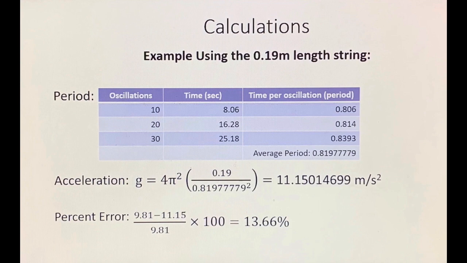The acceleration found was then compared to the theoretical value of acceleration by gravity, which is 9.81 meters per second squared. It came out to a 13.66% error. This process was repeated with each of the other different length strings tested.